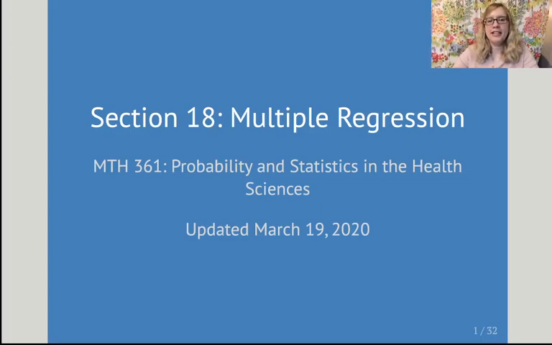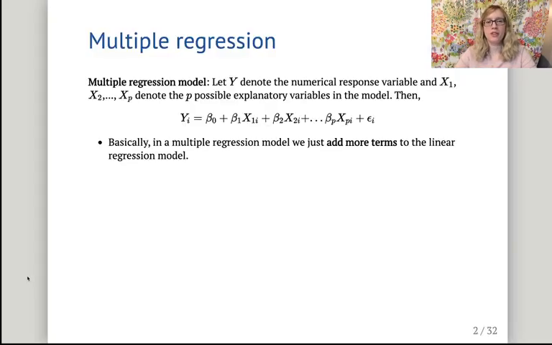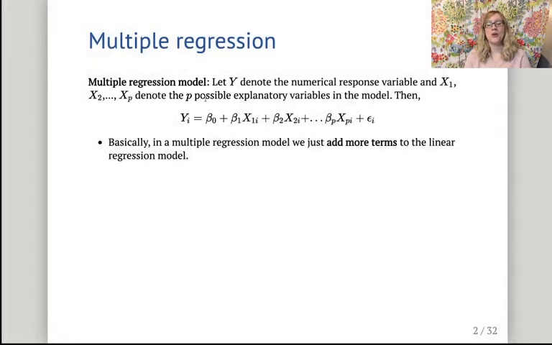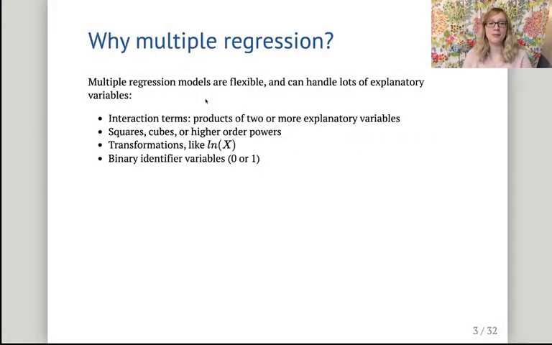In this video, we'll look at techniques for extending our linear regression model to the case with multiple explanatory variables using multiple regression. So the multiple regression model is really simple once you're familiar with the basic linear regression model. Essentially, we just add more terms to our original linear regression model. So where we would previously have a single x, now we have x1, x2, x3, all the way up to p possible explanatory variables. Each one then gets its own slope coefficient, its own beta.